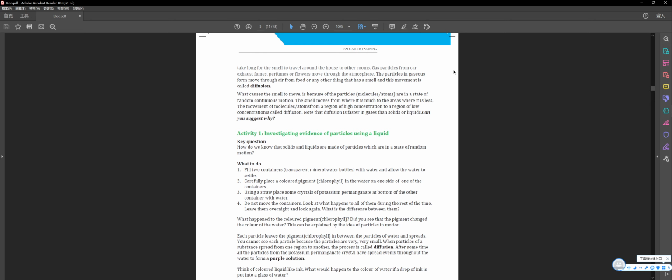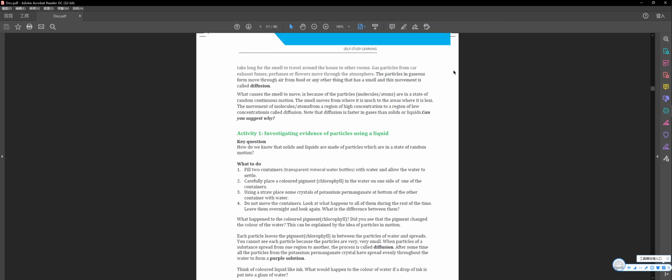Gas particles from car exhaust fumes, perfumes, or flowers move through the atmosphere. The particles in gaseous form move through air from food or any other thing that has a smell, and this movement is called diffusion. The smell moves because the particles are in a state of random continuous motion. The smell moves from where it is much to the area where it is less.